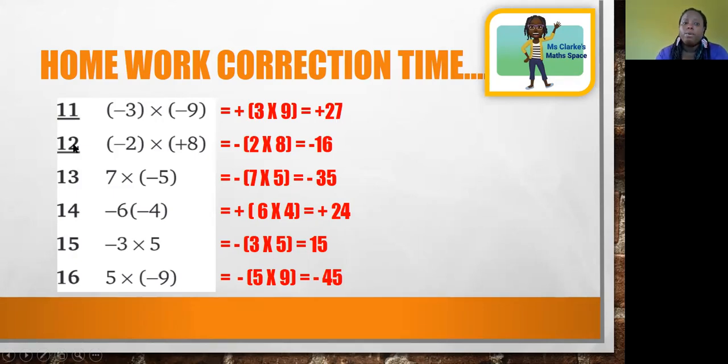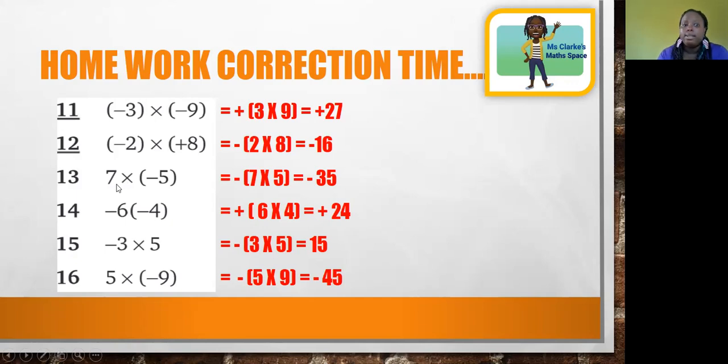Question 12. We have -2 multiplied by +8. So in multiplication, we have two different signs. So we have a negative by positive, so we know that we're going to get a negative answer. And then we multiply the two numbers, 2 multiplied by 8, which is 16. So our answer is going to be -16.